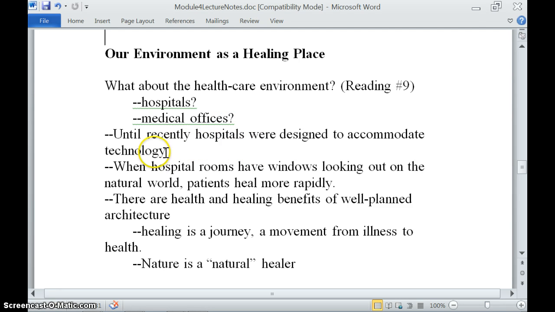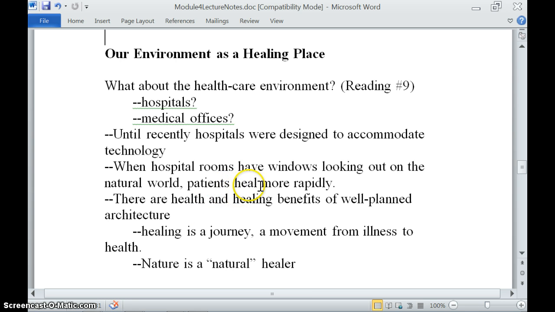So the biomedical model drove the environment. Now we're switching that. The environment is almost driving the biomedical perspective, integrating. So environments are becoming much more aligned with the holistic movement of healthcare. Data shows when hospital rooms have windows looking out on the natural world, patients just heal more rapidly.